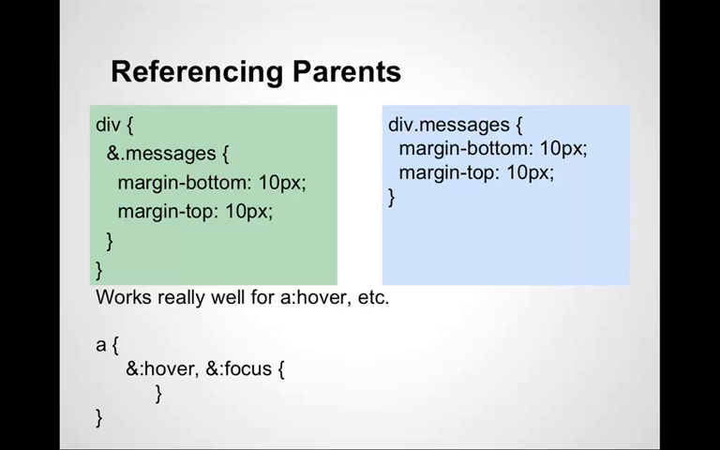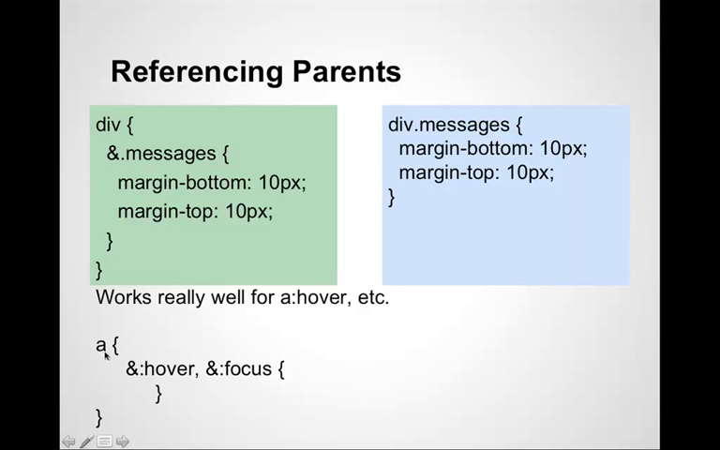You can reference parents. So in my example here, I've got div, and I didn't give it any other style. Inside it we're nesting. Without the parent, it would be div and then class of messages. But if we want to reference the parent, we use the ampersand, and it creates div.messages. So it really works well for something like pseudo elements or states like this.